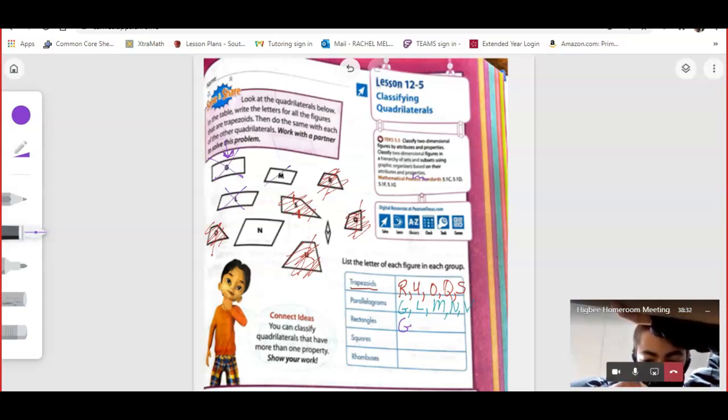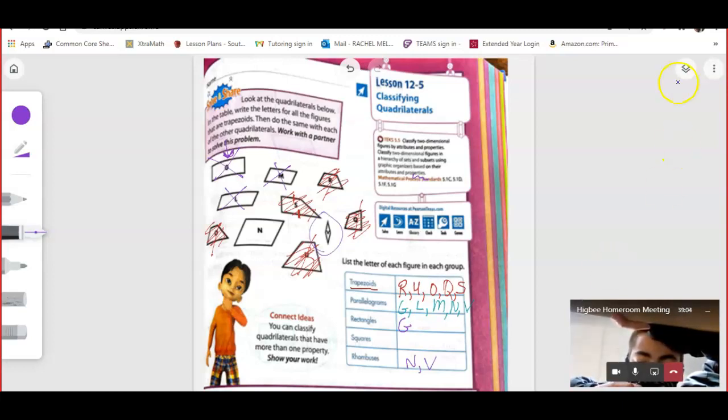I would say no. What about N? That one's kind of tricky. I think maybe they are all the same. They're kind of close. I might have to measure, but I'm going to say yes on that one. What about V? Yes. All right, so what you just did was use your definitions to classify the quadrilaterals into their correct names.